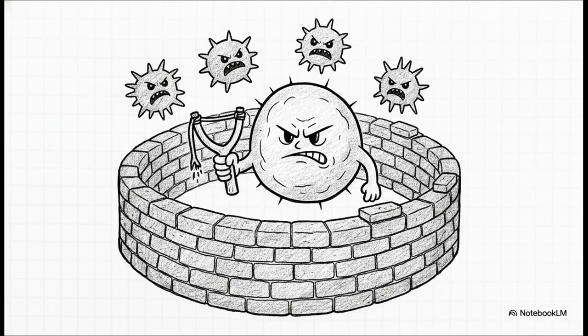And because the body can't destroy the invaders, it goes into a panic. It frantically tries to wall them off, building these sterile, microscopic prisons called granulomas. Tragically, these can grow and end up blocking vital organs like the bladder or the bowel.